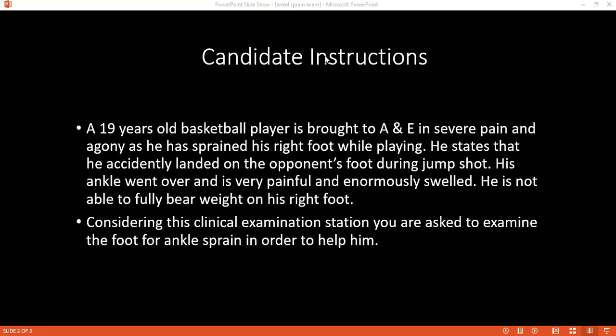By feeling, there is equal temperature. There is tenderness in the lateral malleolus of the right ankle joint, and by assessing the movement, there is limited movement, especially in inversion of his right ankle. On doing special tests, the varus stress test is positive, indicating calcaneofibular ligament injury. Okay, good.